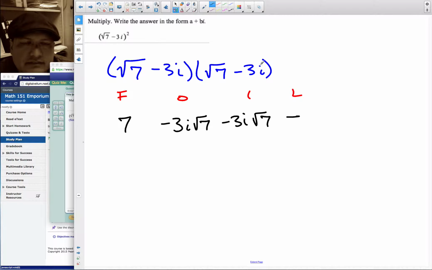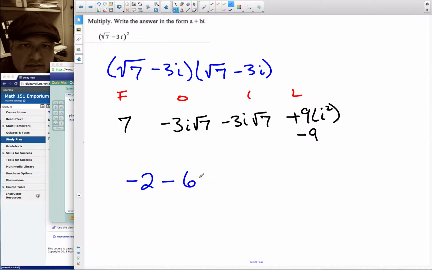And then minus times plus 9i squared. Now what's i squared? Negative 1, right? So this is just going to become minus 9. And then here we're going to combine like terms. 7 minus 9 is minus 2. And then here we have minus 6i radical 7.